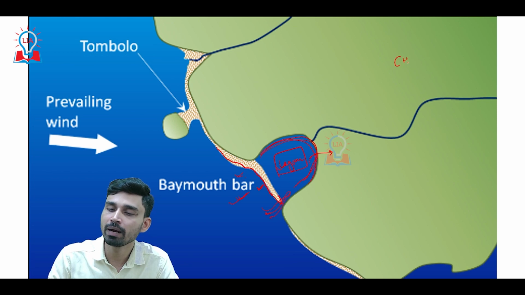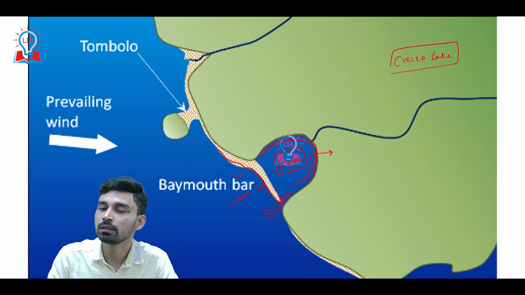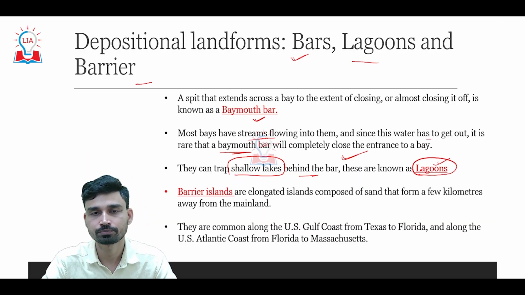In case of India, you might have heard about Chilka Lake. That is the best example of a lagoon. This is also the largest saltwater lake of India.